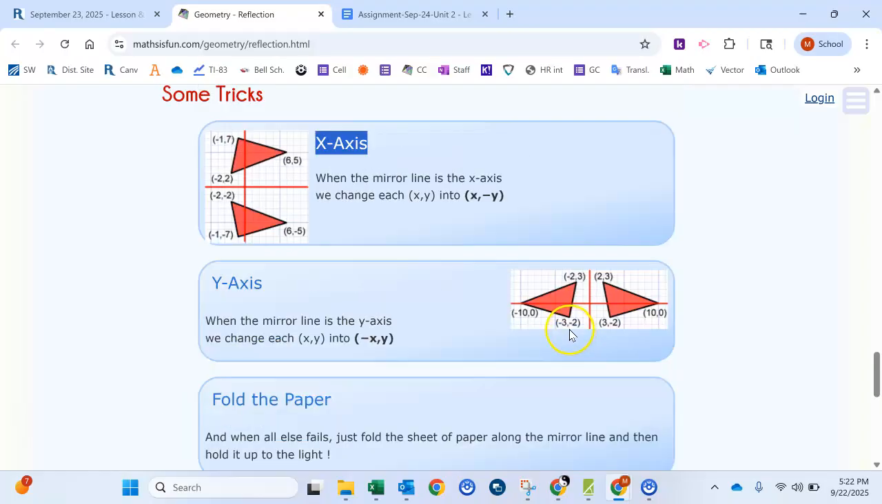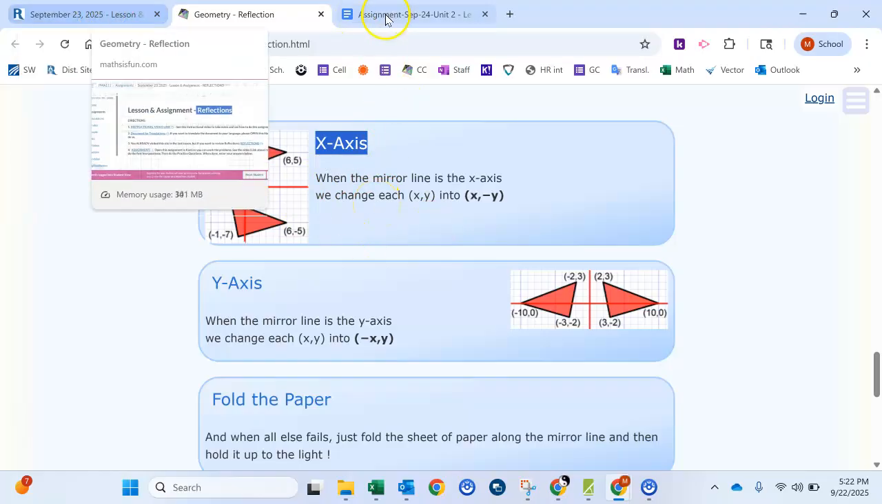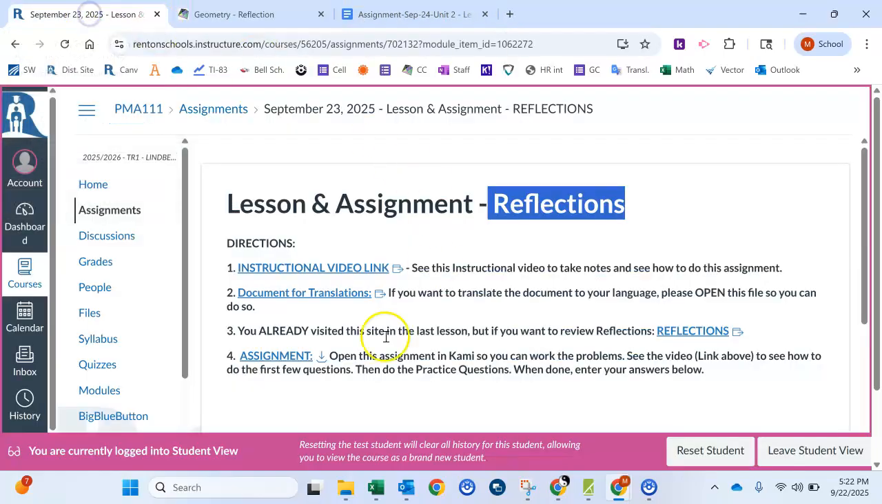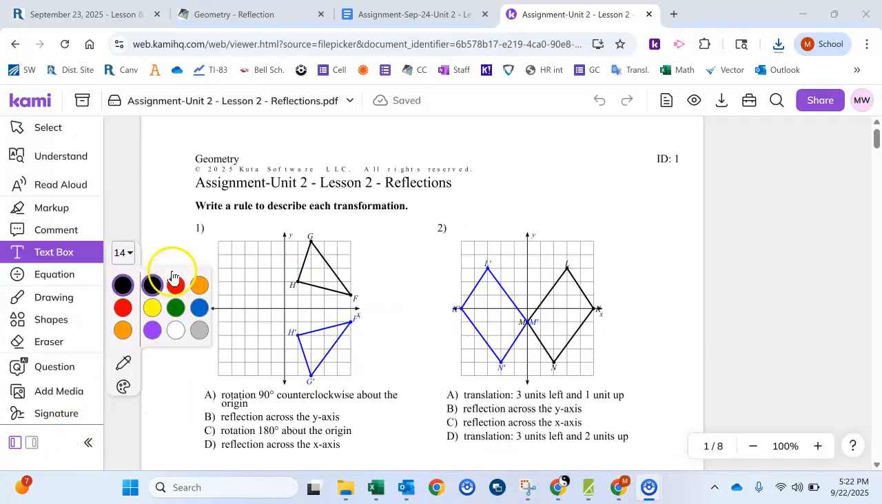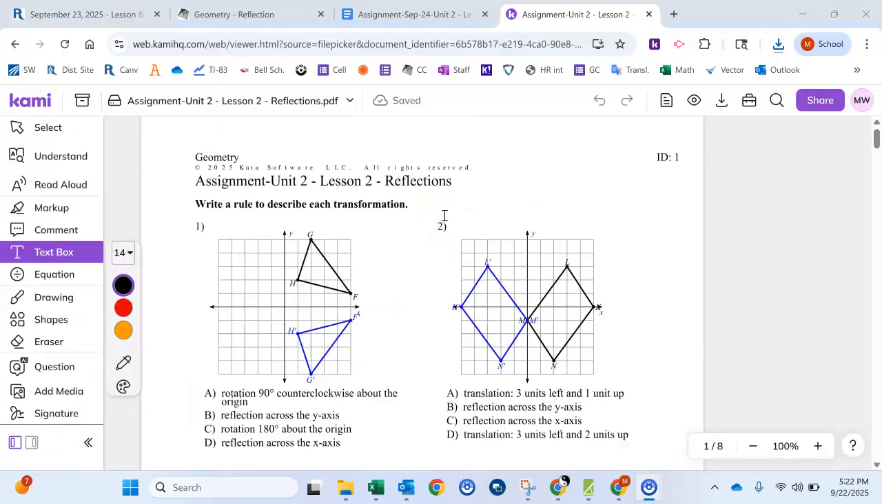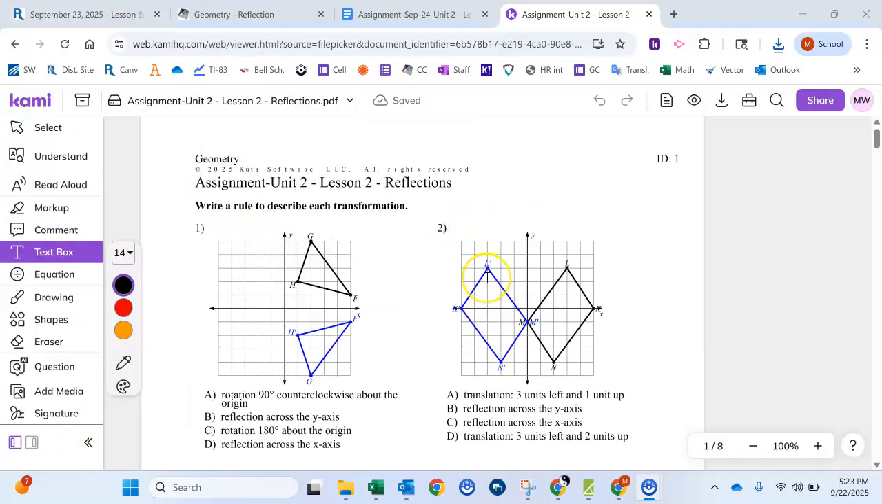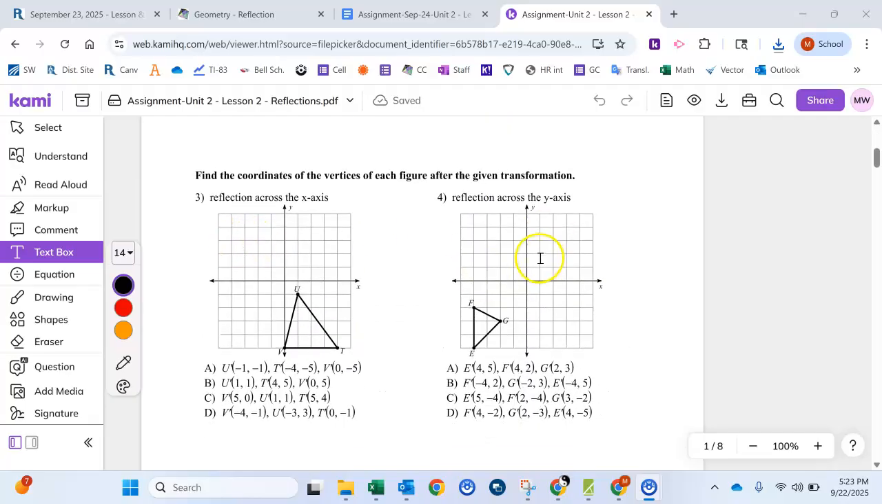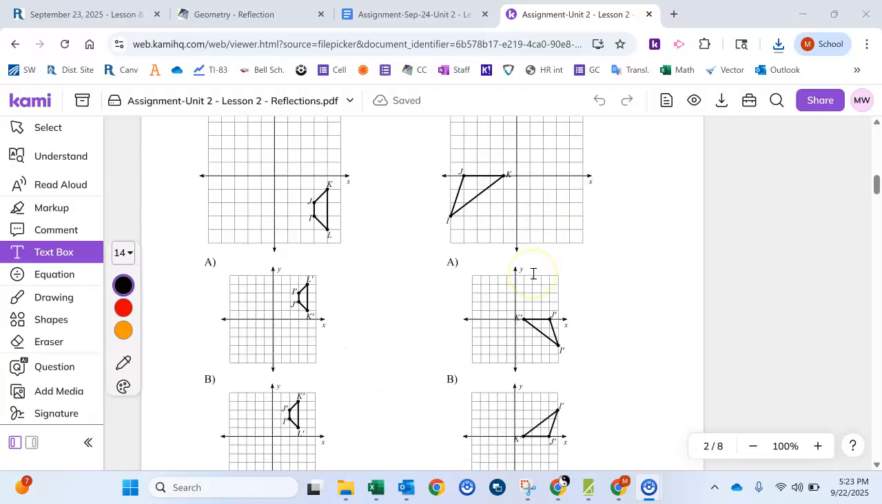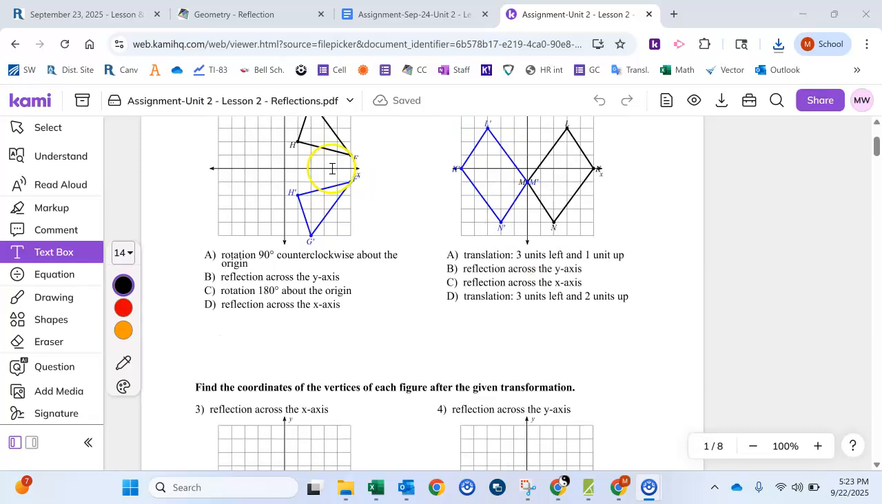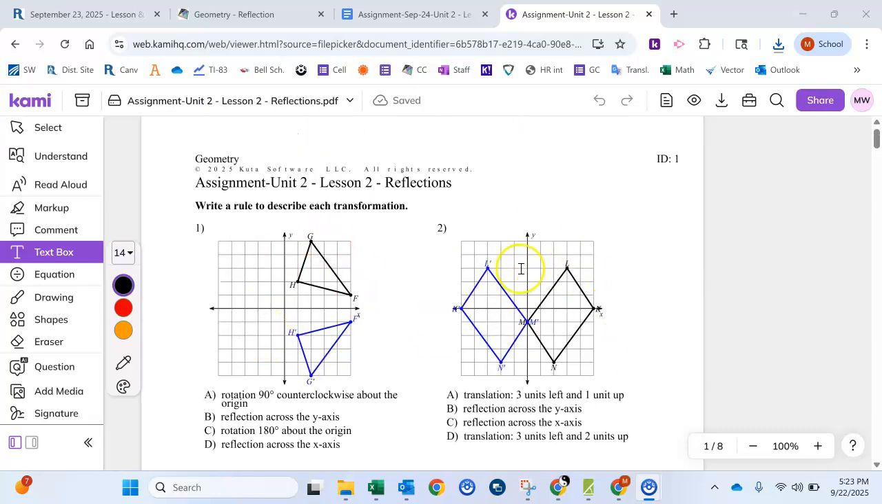All right, so hopefully you have had a chance to understand that. If not, you may want to spend more time. But now I'm going to go over the first few examples in the assignment. So remember to open it in Kami. Okay, so here is the first. I'm going to do questions 1 and 2, and then 3 and 4, and then 5 and 6. So I will show you how to do the first question, and then I'm going to let you try this one to see if you understand it.